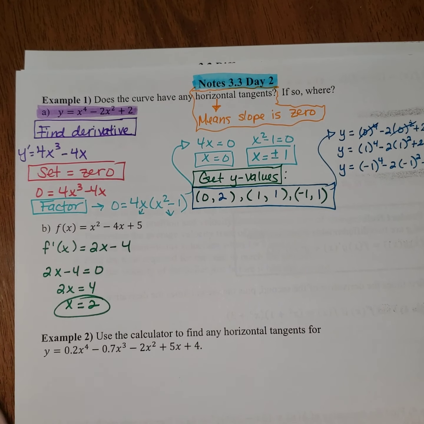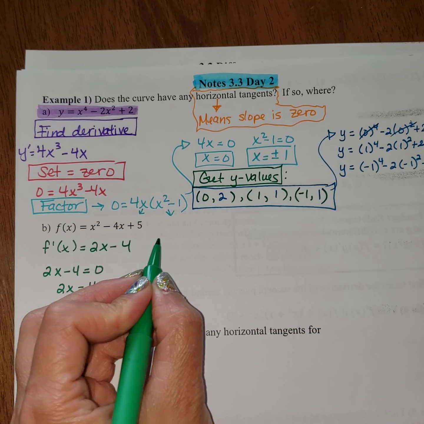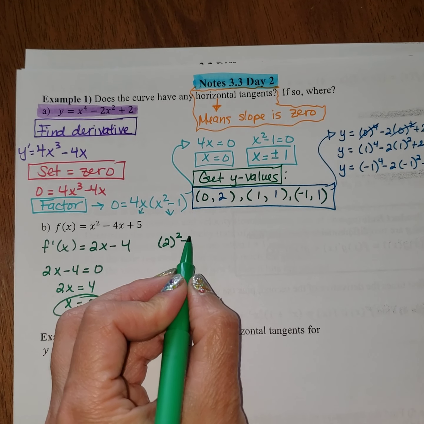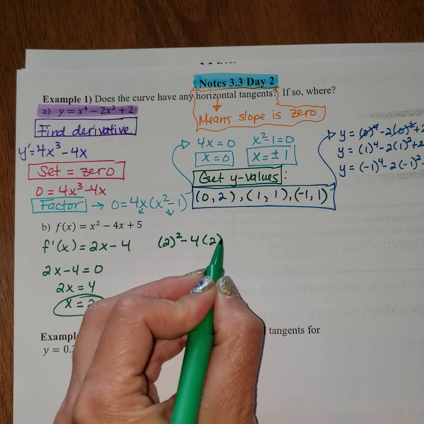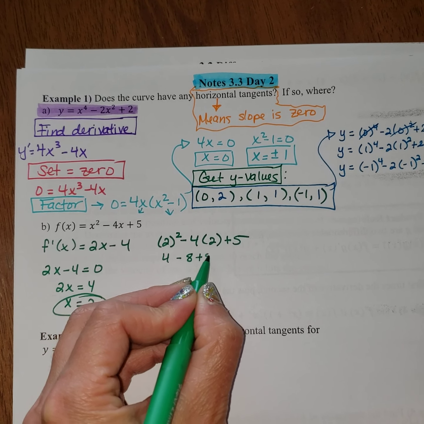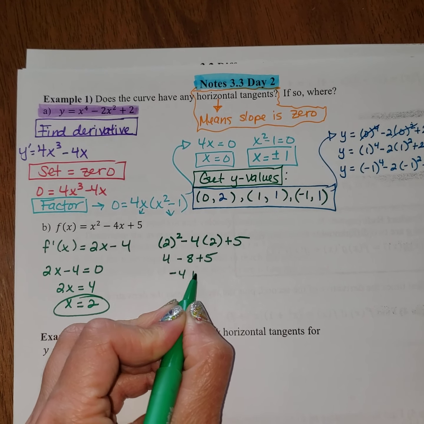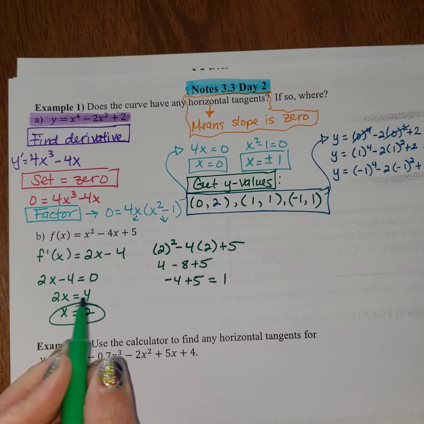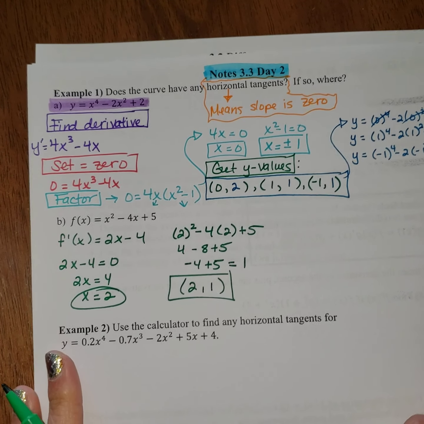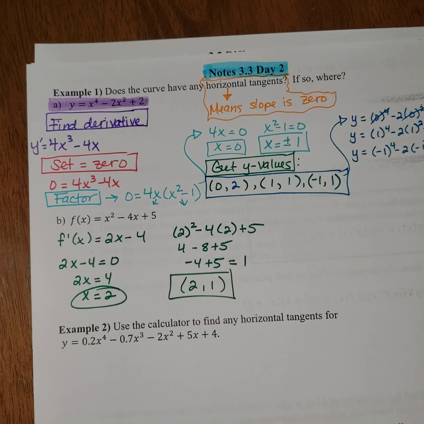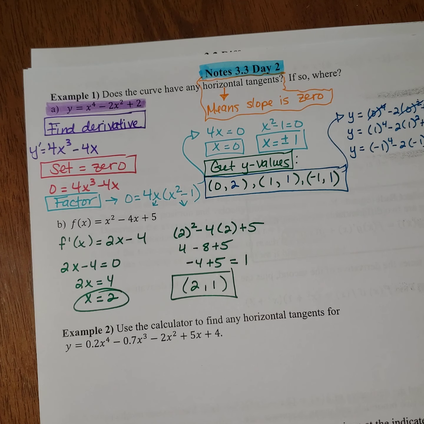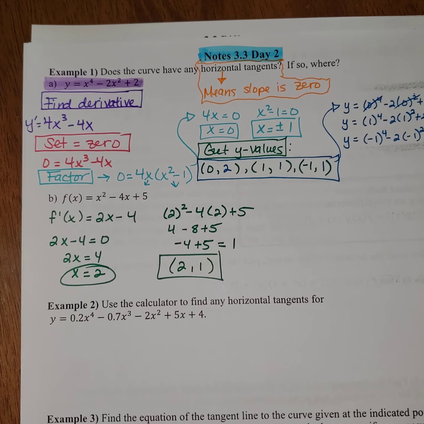Okay, so plug it back in to find the y value. Or you could use synthetic division. This one's pretty easy to plug in. So 2 to the 2nd power minus 4 times 2 plus 5. So that would be 4 minus 8 plus 5. So negative 4 plus 5 equals 1. So that is the point 2, 1. Nice. So notice once you get the hang of the steps, you don't have to write it all out like that. It gets quicker. That's for you as you're learning how to do it.